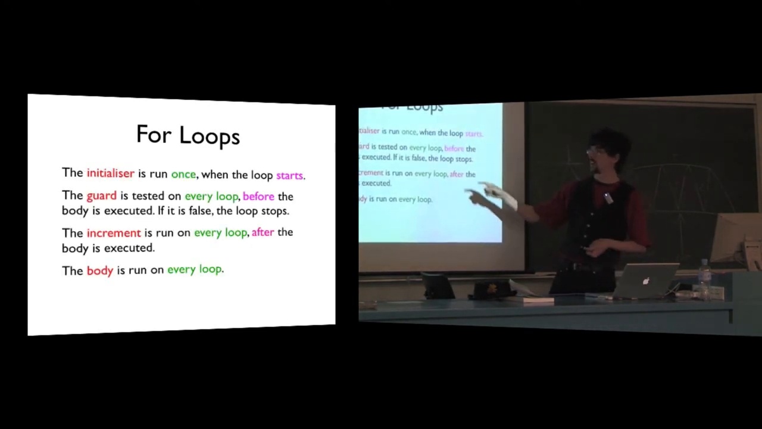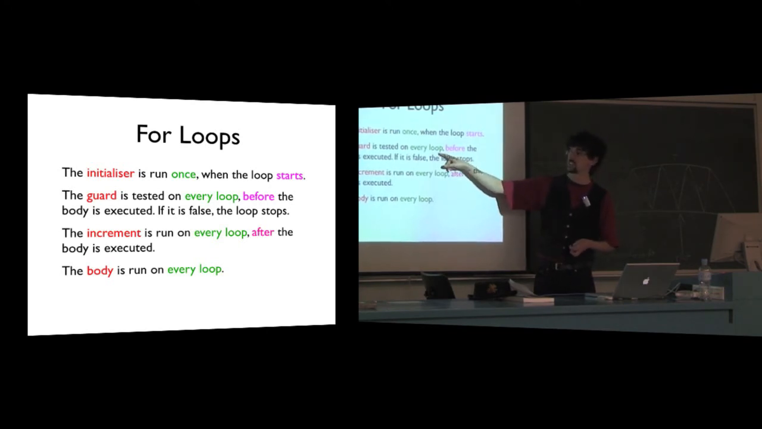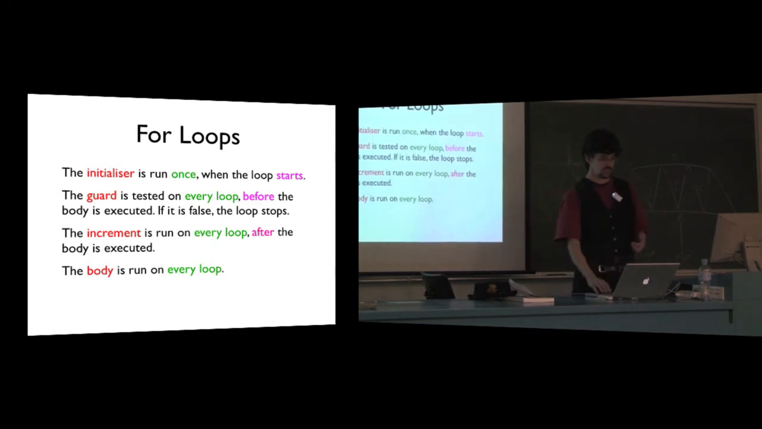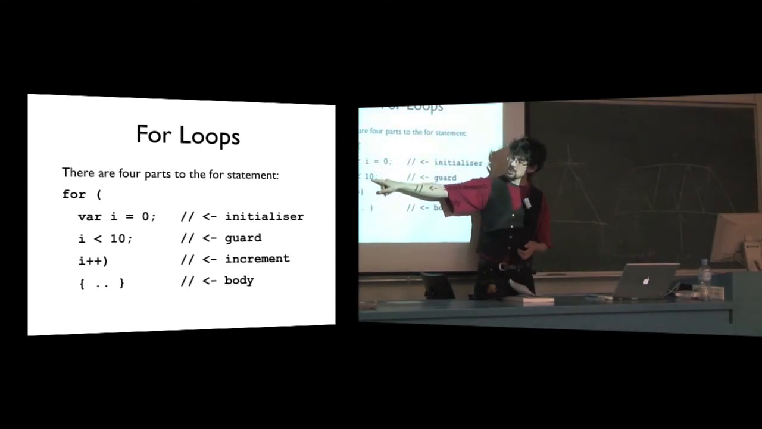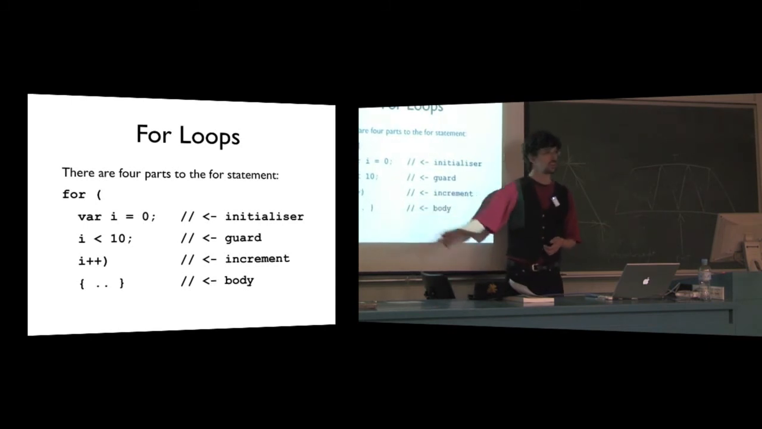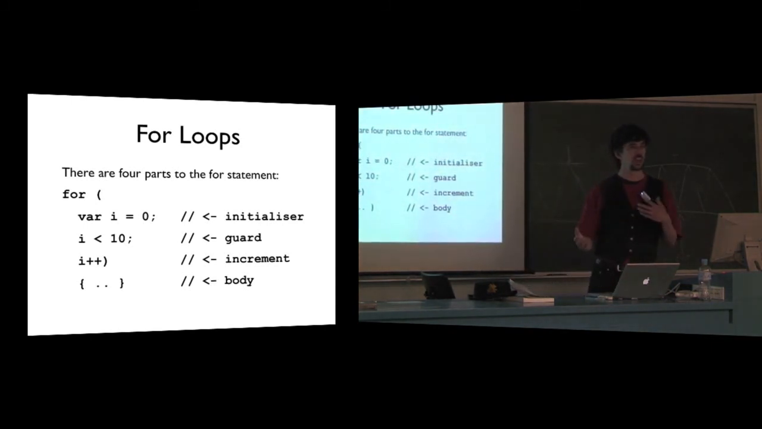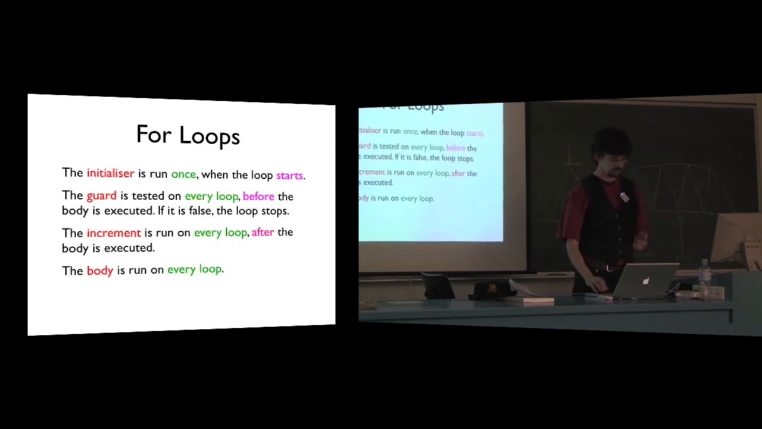Then the guard is the test to see how many times we're going to do this loop. The guard is tested on every loop before the body is executed, and if it's true, the loop is executed again, and if it's false, the loop stops. So going back here again, as long as the variable i is less than 10, we keep executing the loop. It starts out at 0, if it's less than 10, we execute the loop. If the value gets to be 10 or more, we stop. That's what the guard does. It tells you when to stop executing the loop.